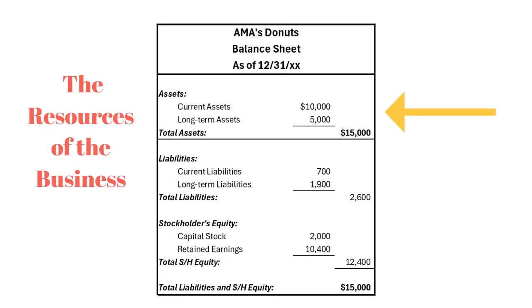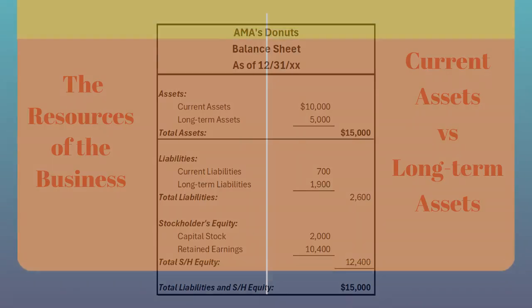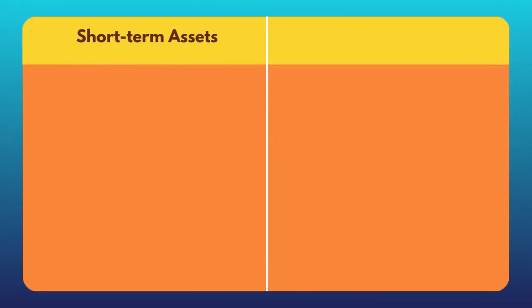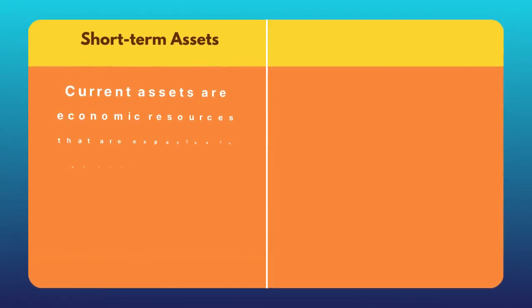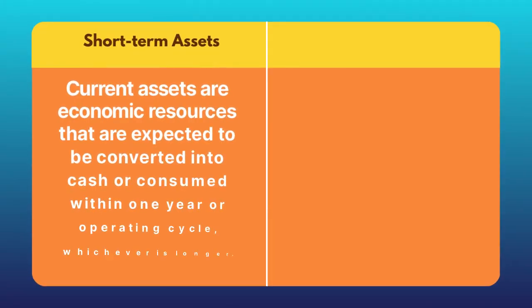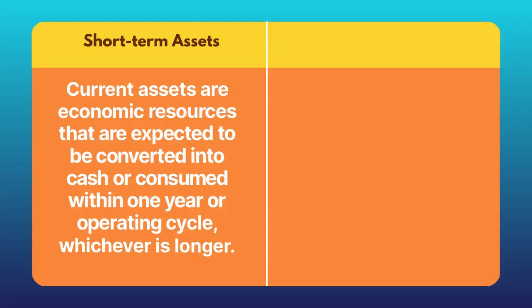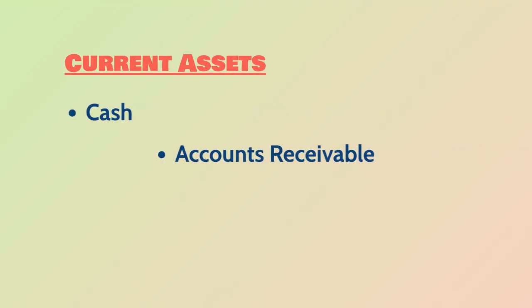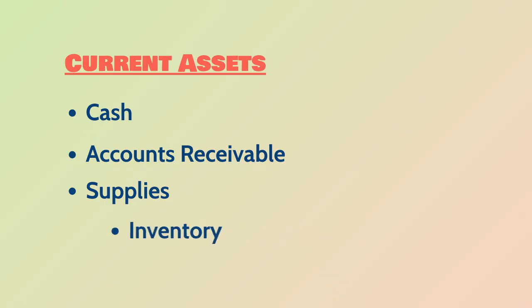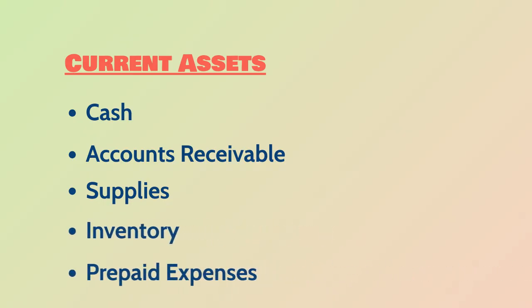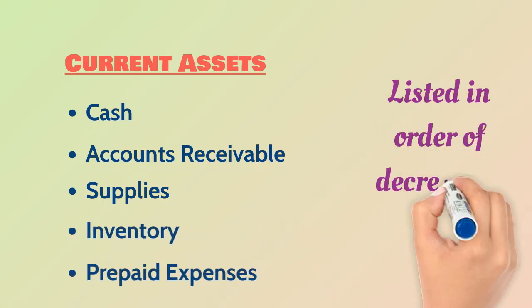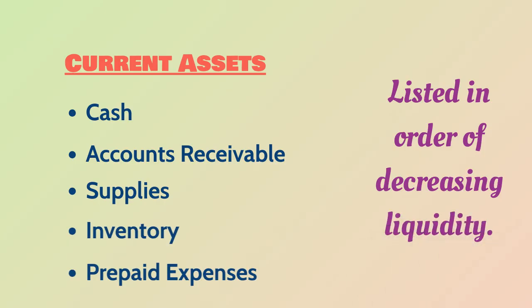We start with assets, which are split into two categories, current and long-term assets. Current or short-term assets are economic resources that are expected to be converted into cash or consumed within 1 year or operating cycle, whichever is longer. They are accounts like cash, accounts receivable, supplies, inventory, and prepaid expenses, to name a few. They are listed in order of decreasing liquidity, which means the most liquid items like cash are listed first.